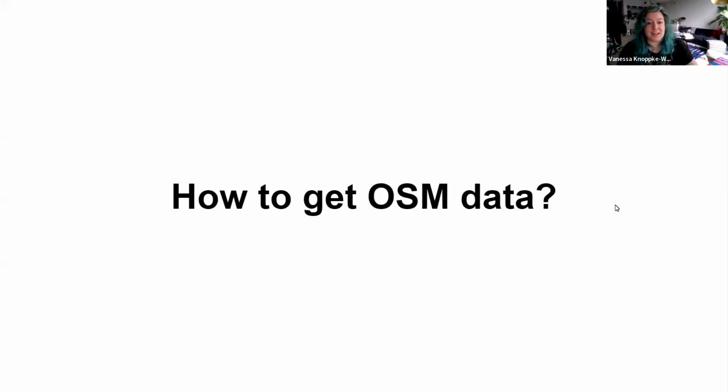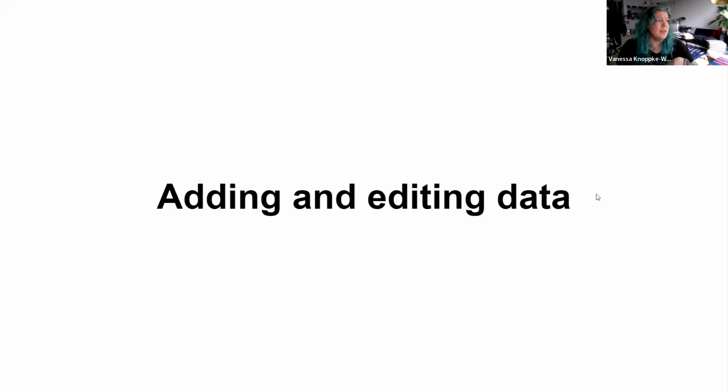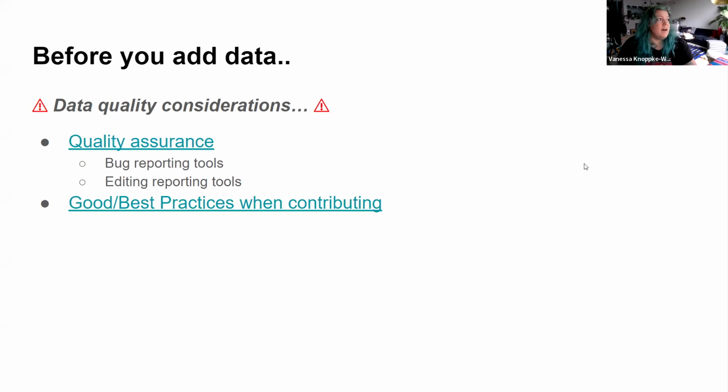And relative to that, it's good to know how you can get the data and not just how you can add it. Again, I'm not going to dive into how you can download this, but GeoFabric and Overpass Turbo are really popular ways that people gather OSM data. But OSM has an OpenStreetMap Wikipedia, and they have a lot more information. And I'll share the slide deck after I'm done talking, so you'll have access to everything in these slides too, including the links. So there are even more options beyond that, but those are the two most popular ones. And with that, we can dive into adding and editing data.